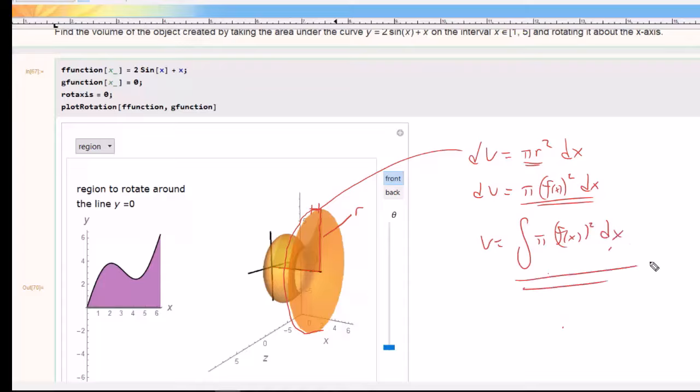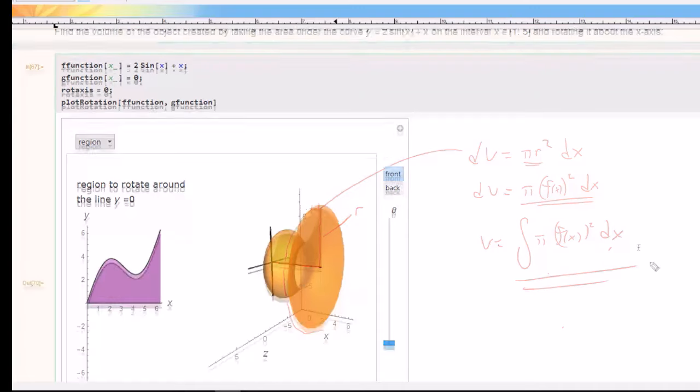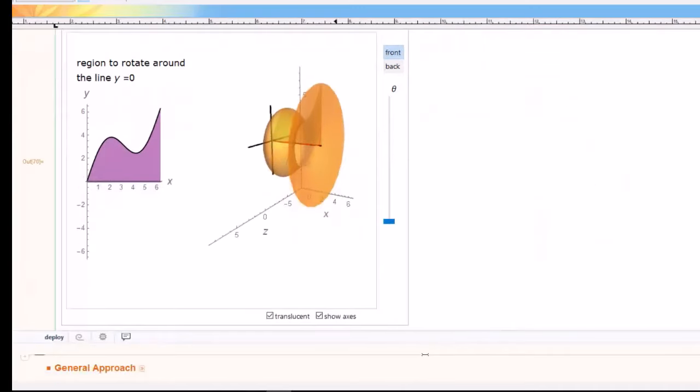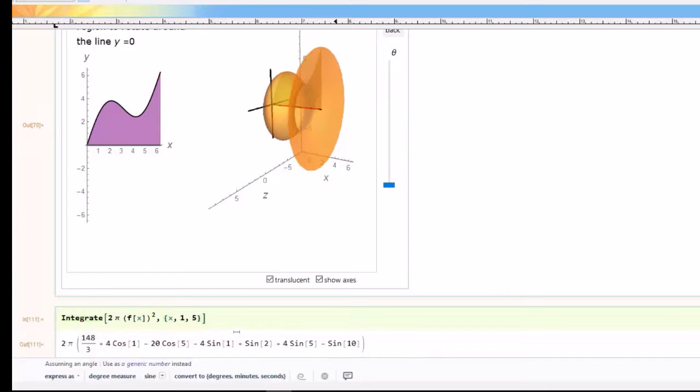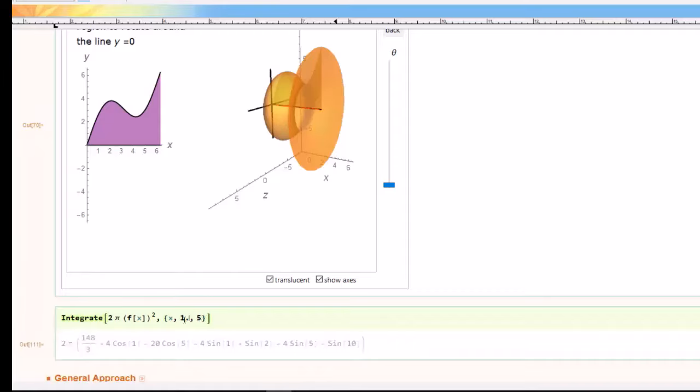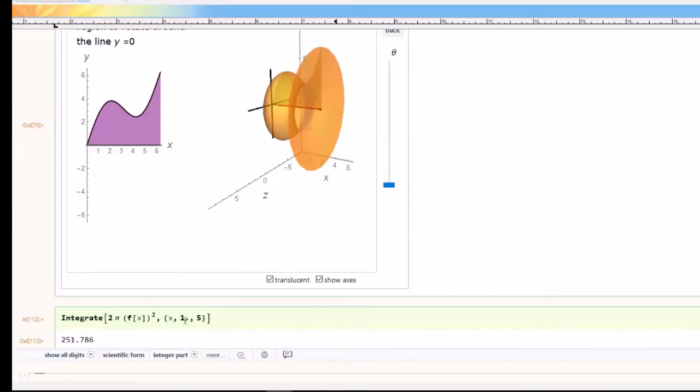And now that I have my formula, I can just do the calculations in Mathematica. I can integrate 2 pi times my function squared. And I'm integrating that, adding up all those slices as x goes from 1 to 5 in this case. We get some sort of output, and as always, if I put a decimal in, I'll get a decimal out. Now I can see that the volume here is 251 cubic meters.